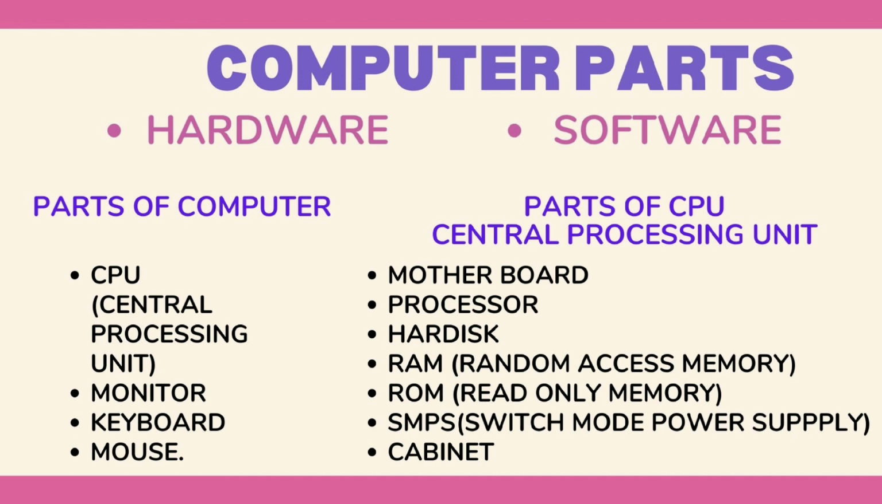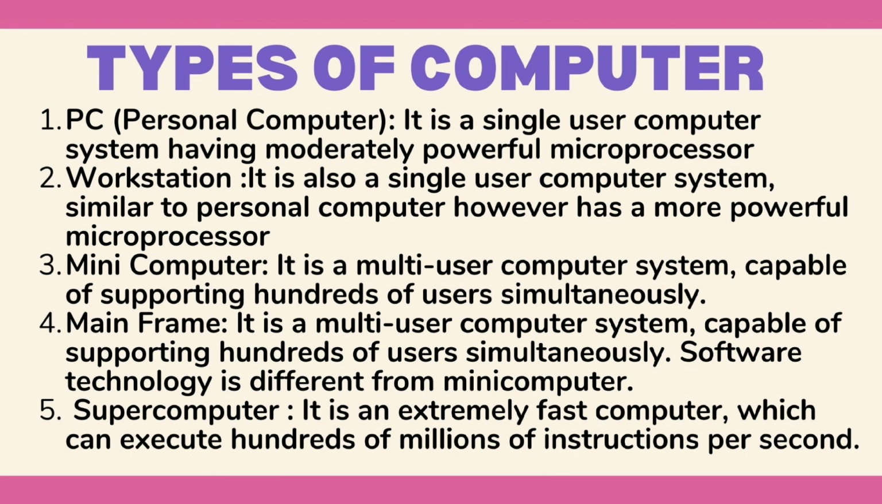Types of computer. Computers can be broadly classified by their speed and computing power. Personal computer, workstation, mini computer, mainframe computer, supercomputer. PC, personal computer, is a single-user computer system having a moderately powerful microprocessor. Workstation is also a single-user computer system, similar to a personal computer, however it has a more powerful microprocessor.